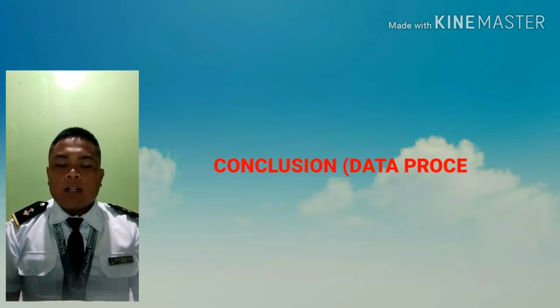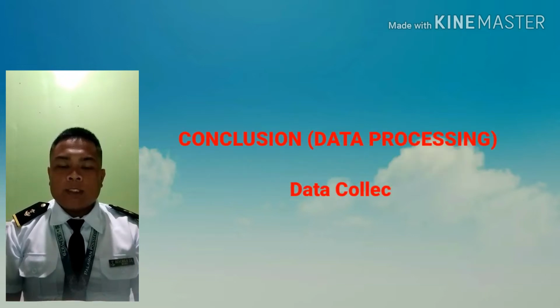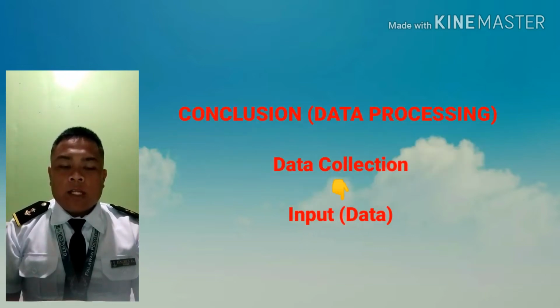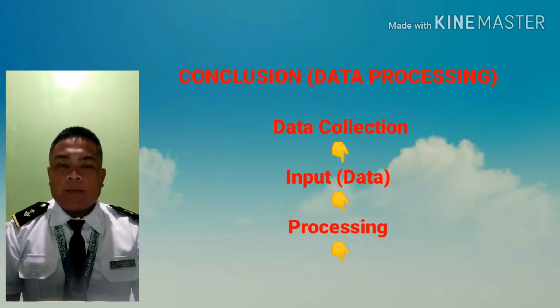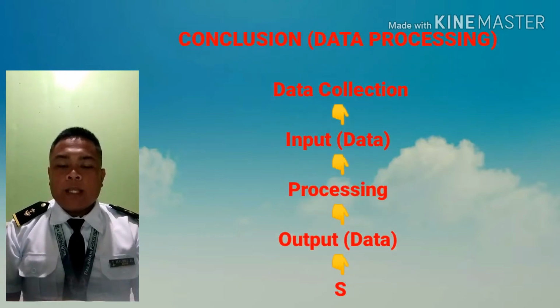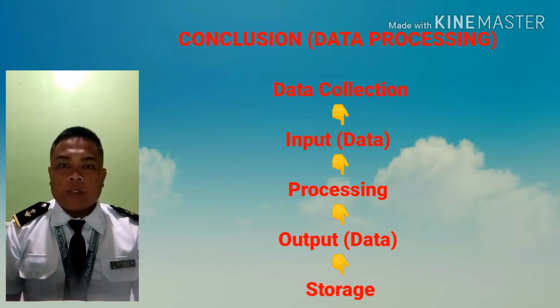This is the cycle of data processing. Data collection goes through input data. Input data goes through processing. Processing goes through output data, and the last but not the least, output data goes through storage.